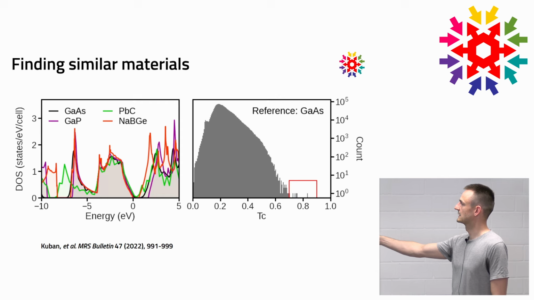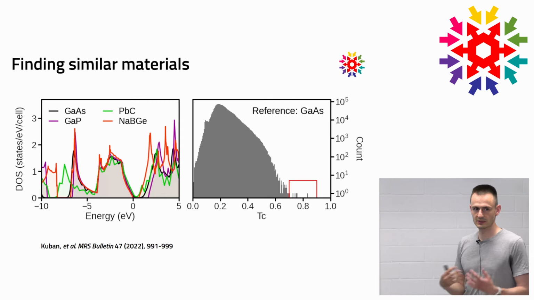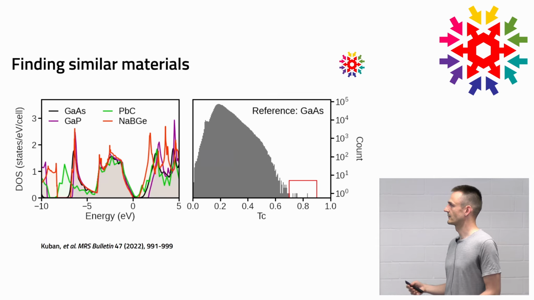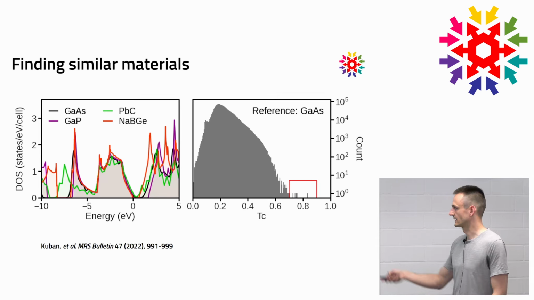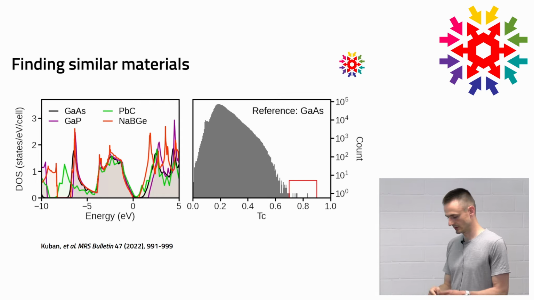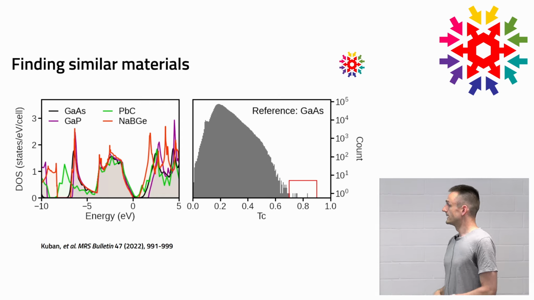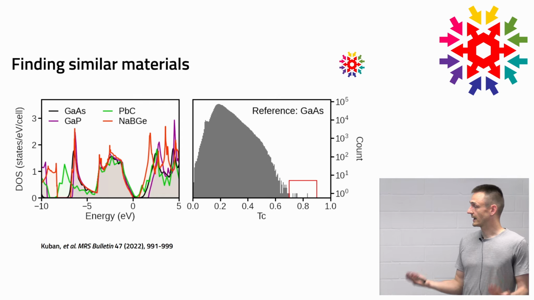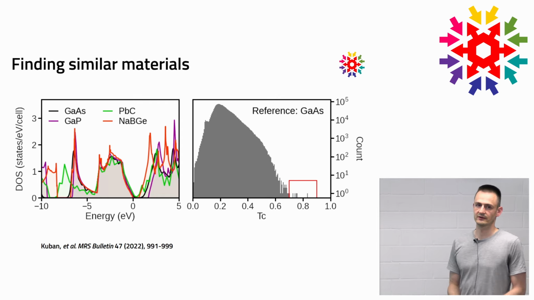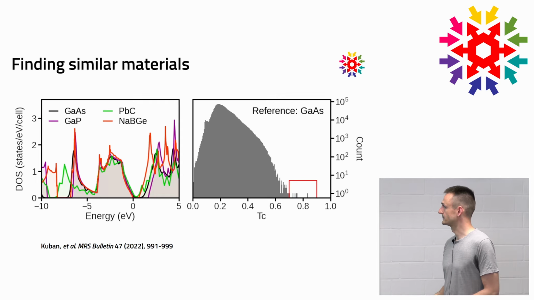But what is more interesting is that we also have lead carbide and sodium boron germanium, which do have similar crystal structures, but they would be something that you probably didn't expect in the first case. If we look at the density of states, especially close to the Fermi level, you find that the shape of the DOS is actually pretty similar among these. This basically allows you to scan large databases and find new entries and hopefully discover new physics that you did not expect in the first place.